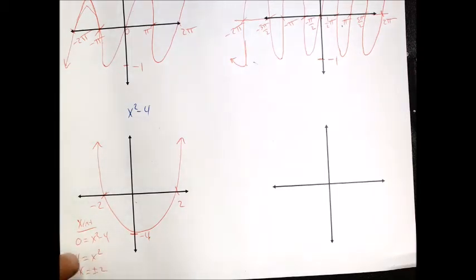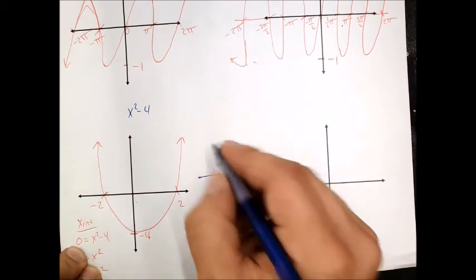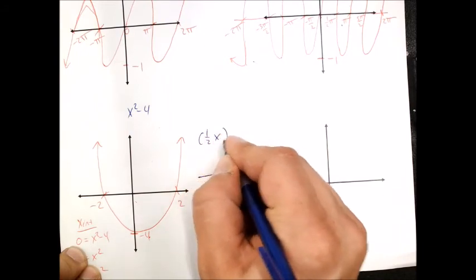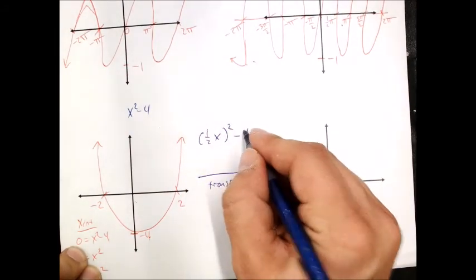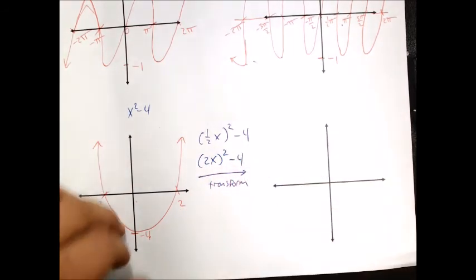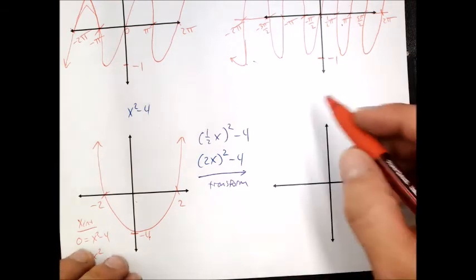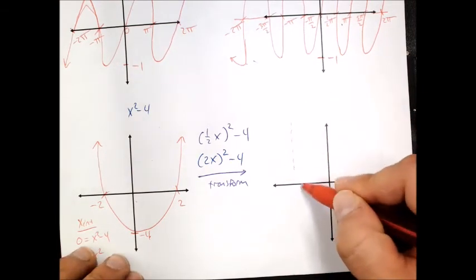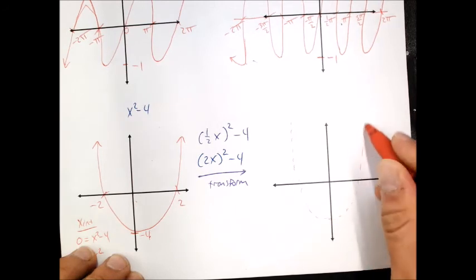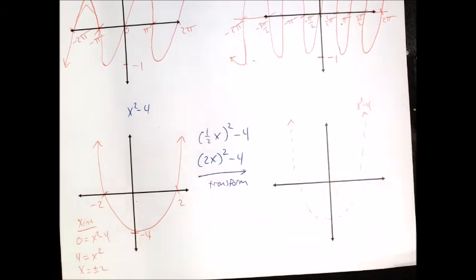Anyway, what we're going to do is transform this one. We're going to do 1/2 x squared minus 4, and then we'll do 2x squared minus 4, and we're going to draw both of those over there. I'll do the original graph again dotted. This was our original graph, my x squared minus 4. And so we're doing two things to it.